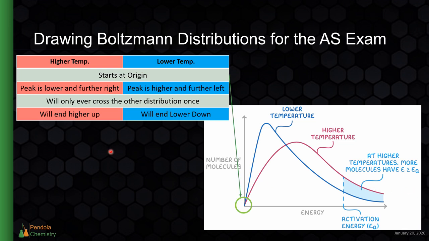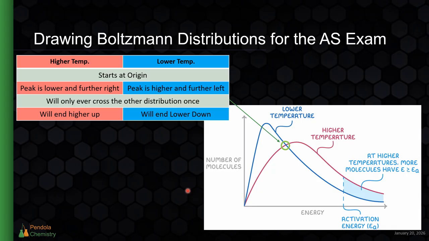Now, all Boltzmann distributions have to start at the origin, because there are zero molecules with zero kinetic energy. At any temperature other than absolute zero, all particles have motion, and therefore all particles have kinetic energy. So Boltzmann distributions have to start at the origin. Whether it's a high temperature or low temperature, it has to start at the origin. That's the first thing we're looking for when we draw a Boltzmann distribution. So if they give you the blue one, and you have to draw the red one at a higher temperature, make sure that you're starting here at the origin.